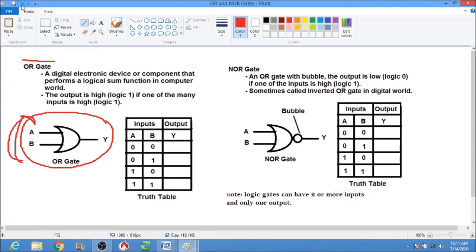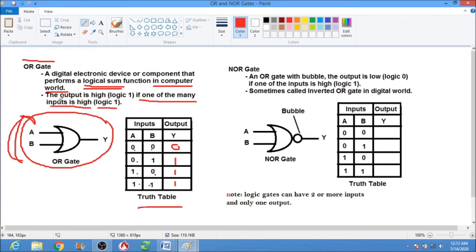OR gate, a digital electronic device or component that performs the logical sum function in a computer world. The output is high, or logic 1, if one of the many inputs is high. So in our truth table, 0 plus 0 is 0, 0 plus 1 is 1, 1 plus 0 is 1, and 1 plus 1 is also 1.